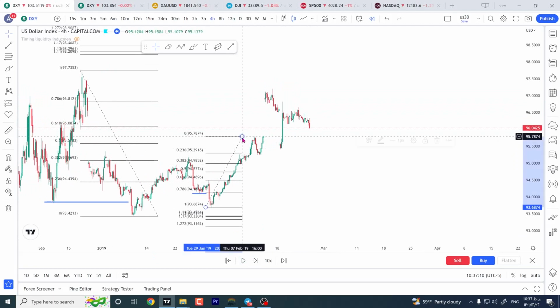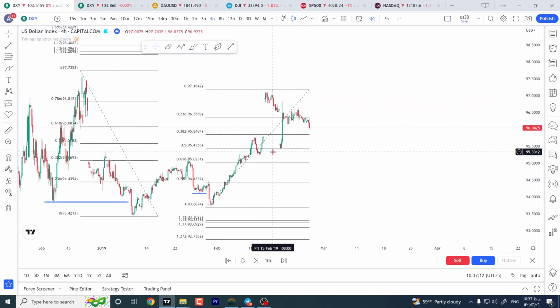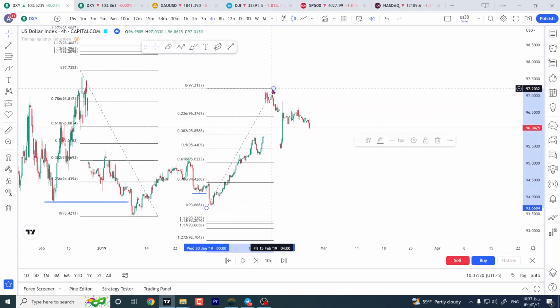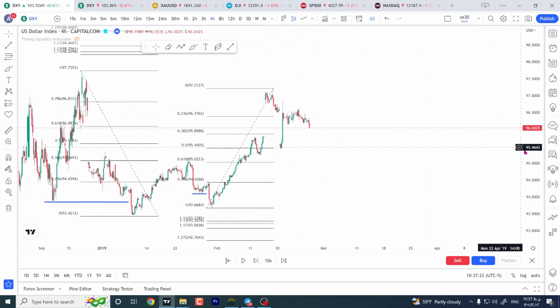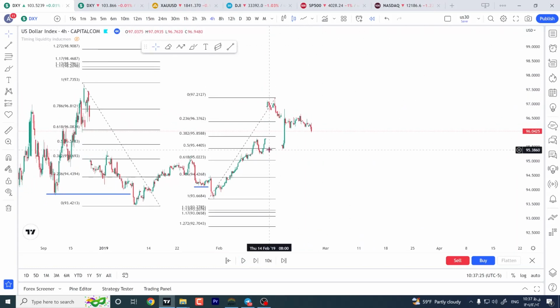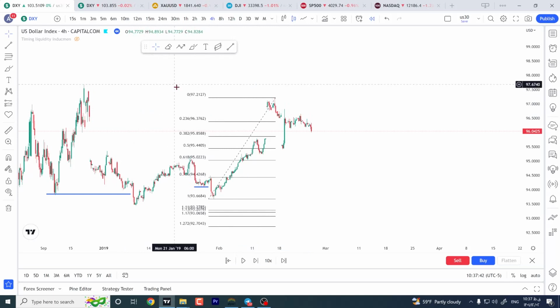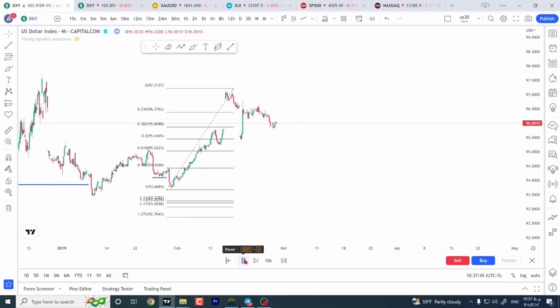Anyway, let's see what happens. So this pullback is going to be okay for me because it is now in the discount. When I measure this point to this point, I'm going to talk about discounts in this free course, but it touches our 50% and it went up. So this is a trade for me if I'm willing to take risks, and this one is a trade too because it came and it touched our 78%. Let's see what happens after that.